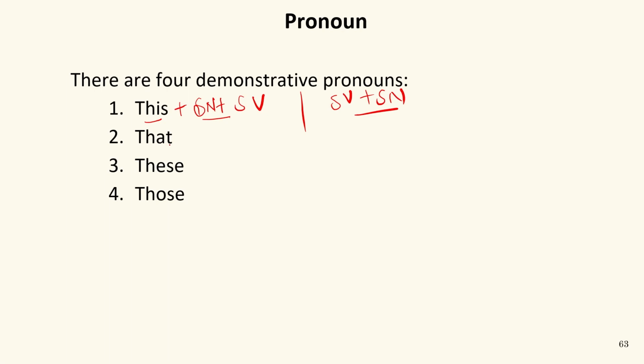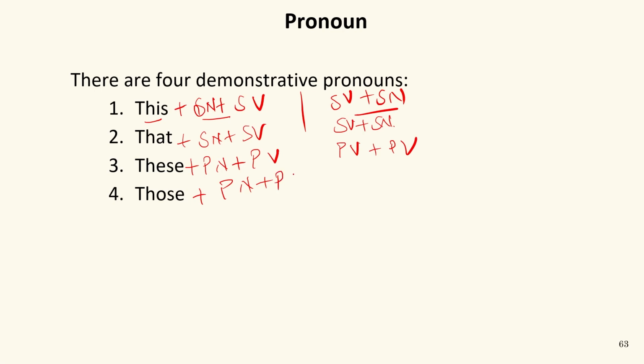This is the case of adjective. That is again a singular noun, singular verb, or you can say singular verb, singular noun. In case of these, we use plural noun, plural verb. Those, plural noun, plural verb, again plural verb, plural noun. So these can be the sequence if we begin the sentence using these demonstratives.